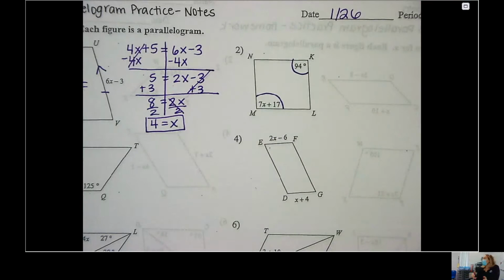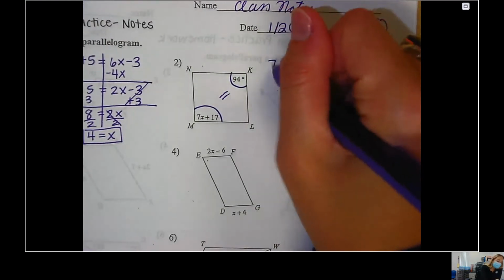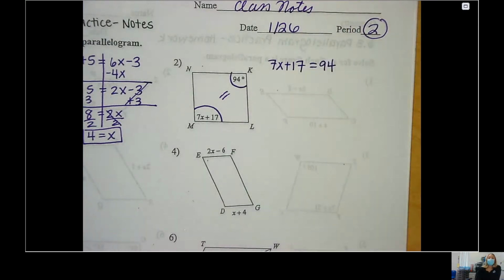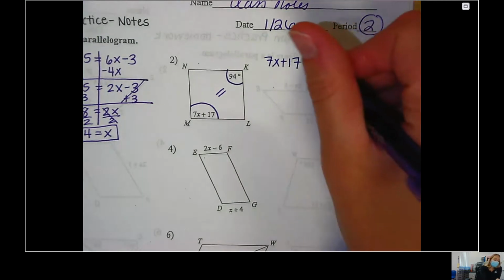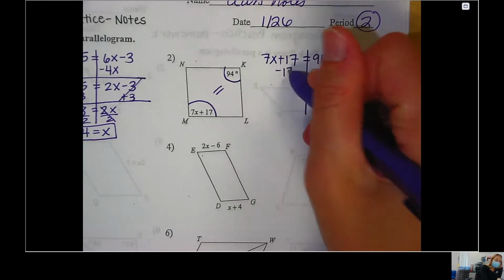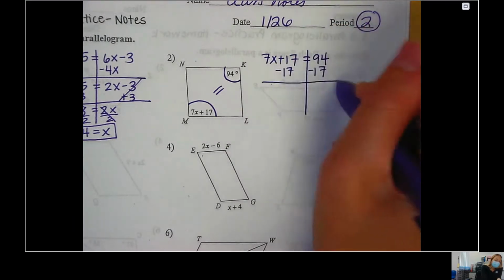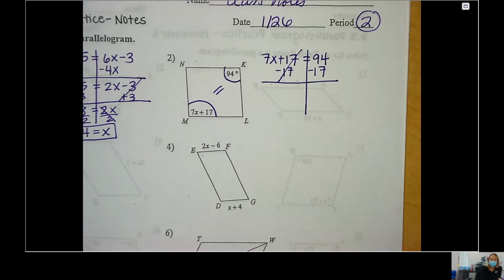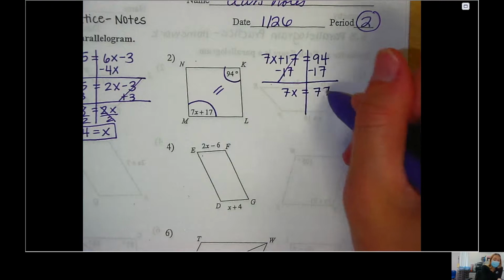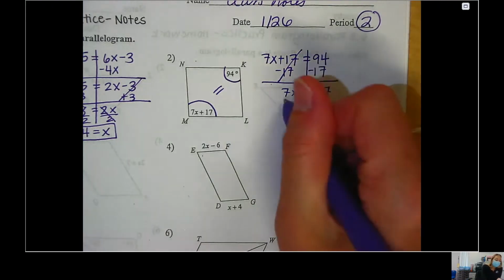So if they are congruent, what should I do with them? Set them equal. That's it. Good. So I'm going to put 7x plus 17 equals 94. Right? Set them equal because they are congruent. So it's a quick algebra problem. I'm going to subtract 17 from both sides. I get 7x equals 77. Good. And then last step, divide by 7.